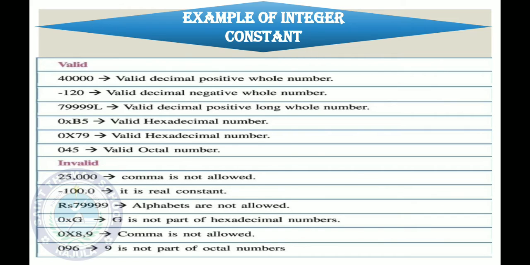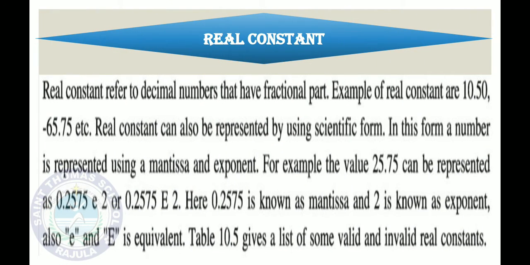Then after that, the next is the real constant. A real constant refers to decimal numbers that have a fractional part. This is similar to an integer constant, but in the integer constant only whole numbers are there, no fractional numbers. A real constant represents a value that has a fractional part. So examples of real constants are 10.15, minus 65.75, etc. Both are supported over here, that is plus or minus. A real constant can also be represented by using the scientific form.